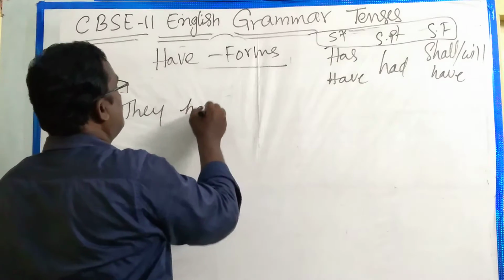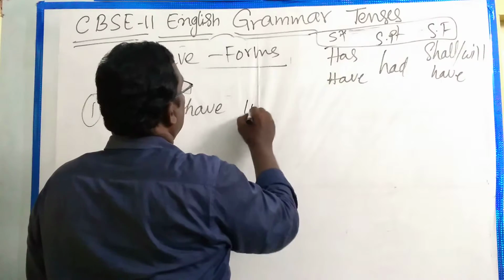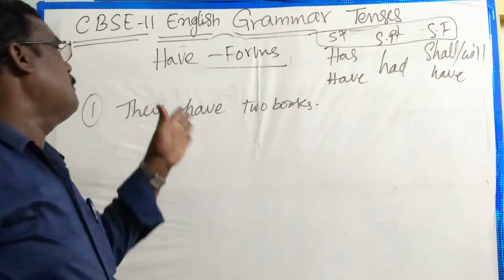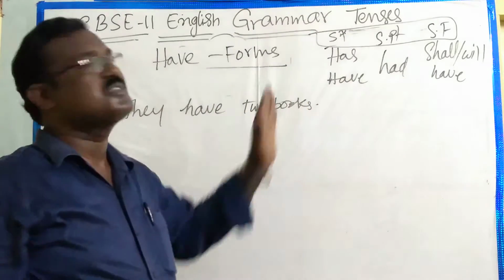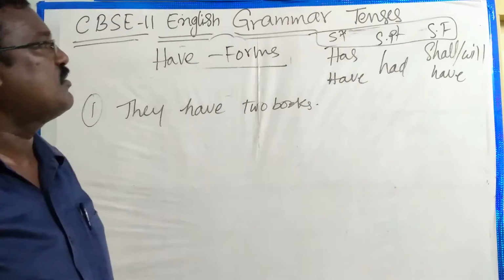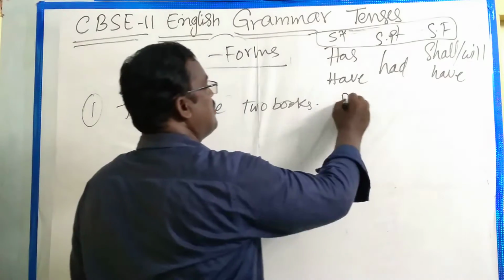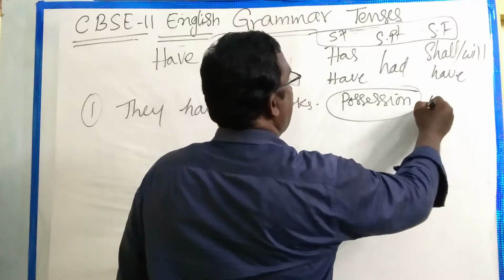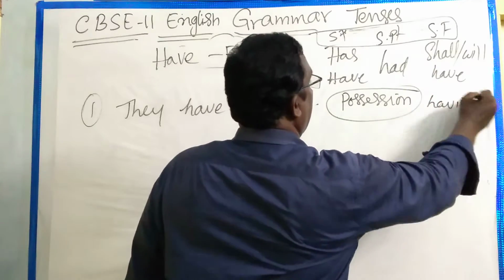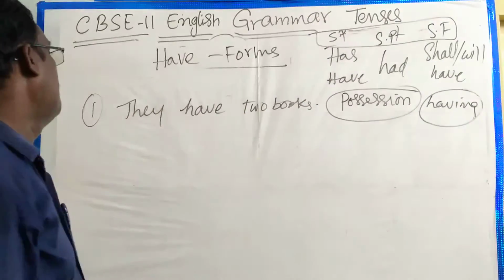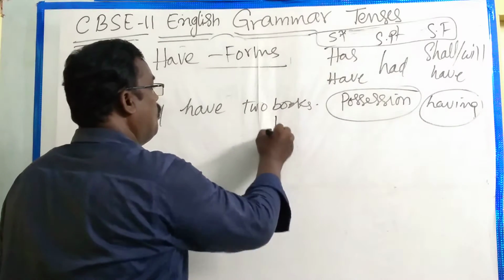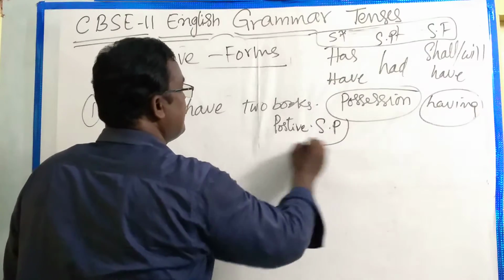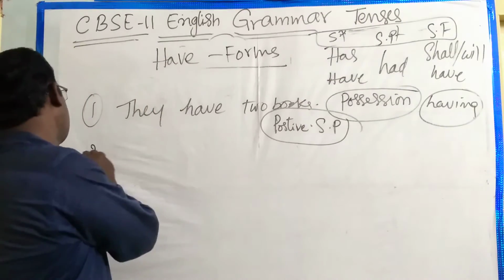They have two books. That means what here? Possession, the ownership. They are the owners of the two books. Possession we are going to discuss. Possession means having. They are the owners. Now, this is the positive simple present tense. Positive, "not" is not there.